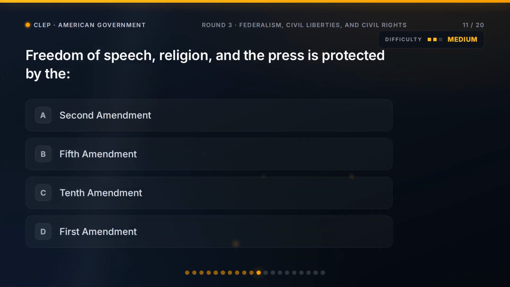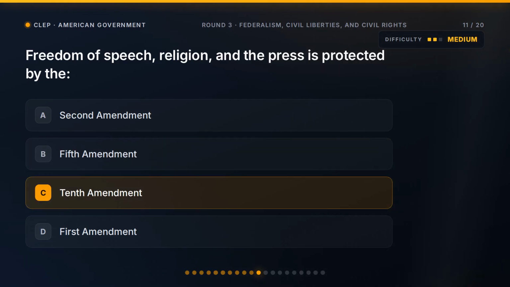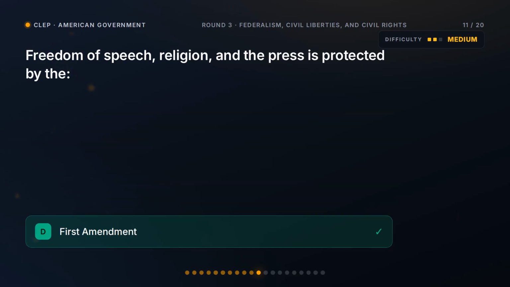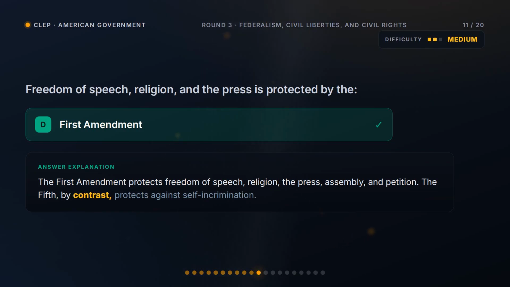Question 11. Freedom of speech, religion, and the press is protected by the A. Second Amendment, B. Fifth Amendment, C. 10th Amendment, D. First Amendment. The answer is D. First Amendment. The First Amendment protects freedom of speech, religion, the press, assembly, and petition. The Fifth, by contrast, protects against self-incrimination.